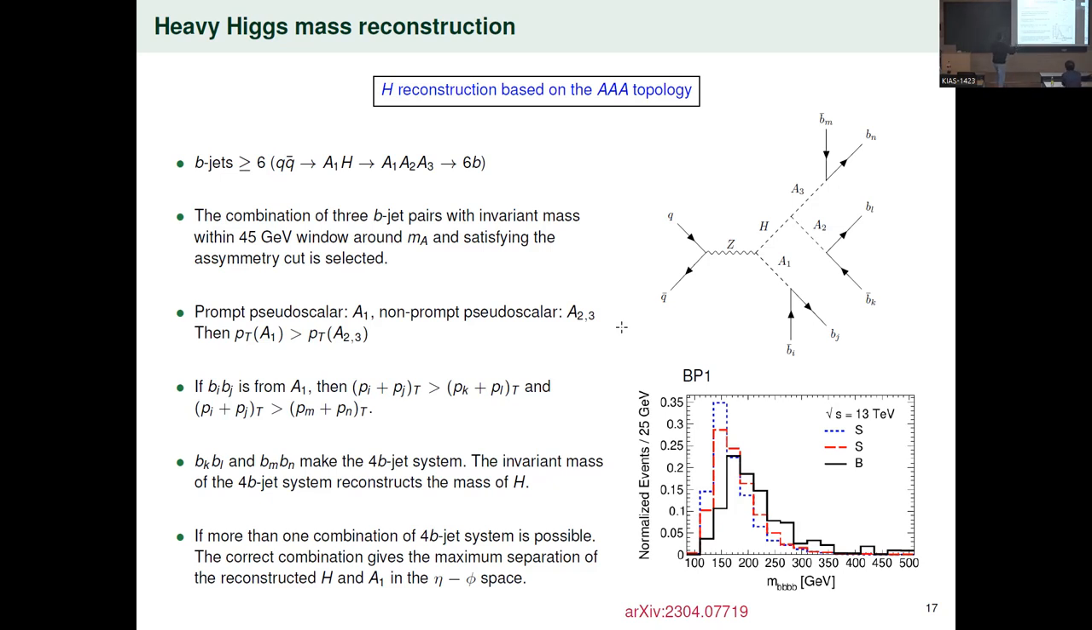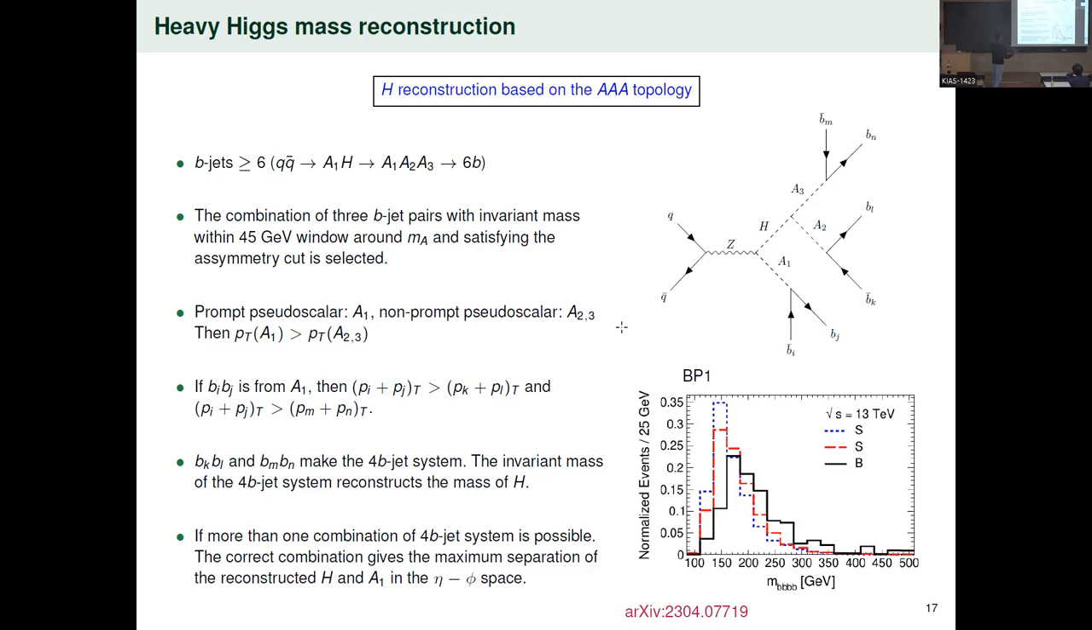As I said before, the prompt pseudoscalar should have higher transverse momentum compared to the non-prompt pseudoscalar. So in the combination, we check this condition. If BI and BJ are coming from the prompt pseudoscalar, then these two conditions will be satisfied. Once we find BI and BJ, which are coming from the prompt pseudoscalar, the remaining two pairs, BK BL and BM BN, are coming from the non-prompt pseudoscalar. So these 4 B-jets make a 4B-jet system whose invariant mass will give the mass of the heavy Higgs.